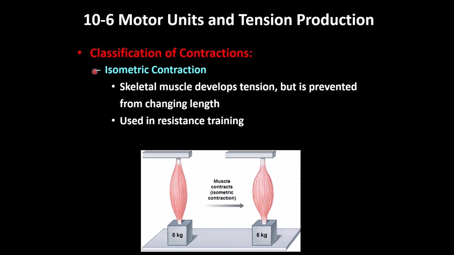So the other one is isometric contraction. So in the isometric contraction, the length of the muscle remains the same. So this is important for posture or keeping specific body positions. And this is important for resistance training. So the amount of the tension that is produced is different, but the length of the muscle remains the same.